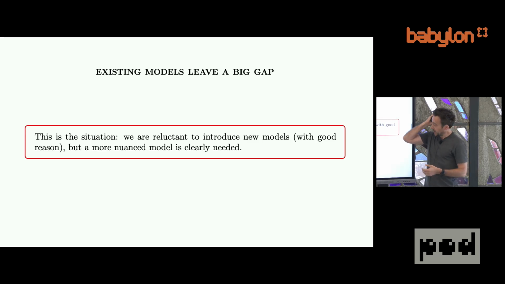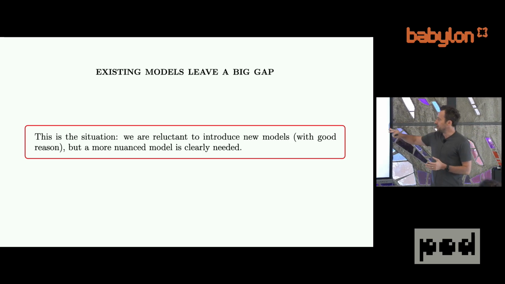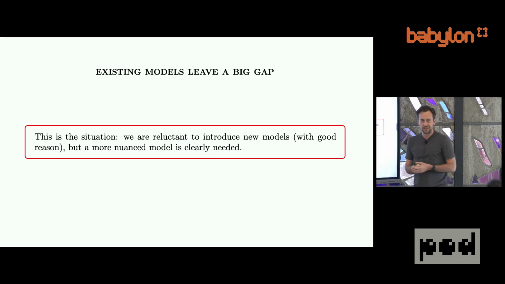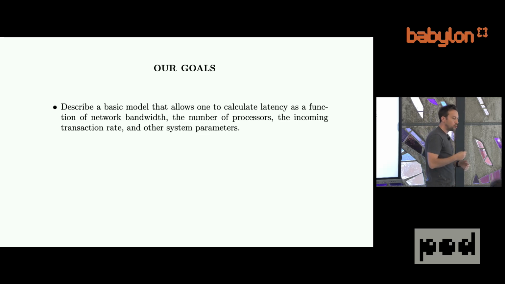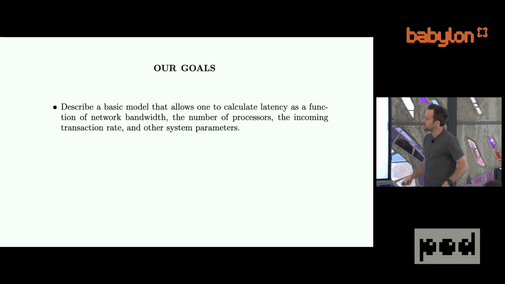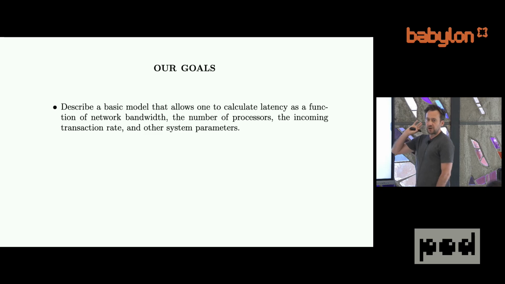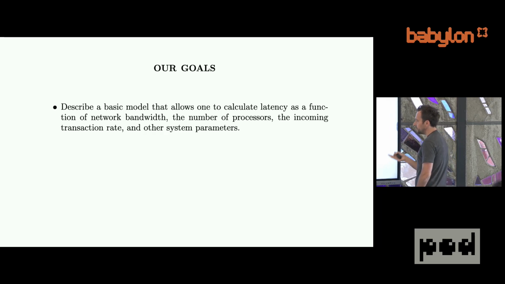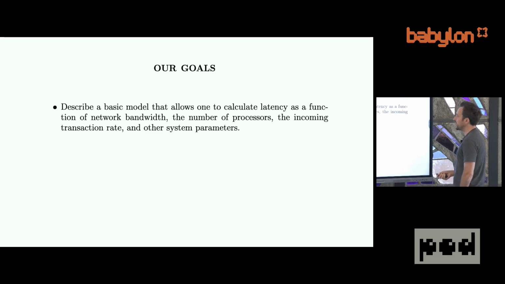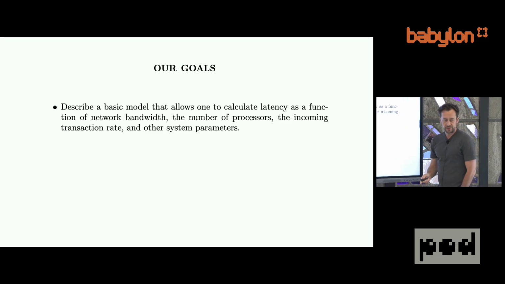Okay, so that's the situation. We're reluctant to introduce new models into distributed computing for good reason, because we don't want lots of models all over the place. But we're in a situation here where clearly some sort of new, slightly more nuanced model is needed. So our goal in the paper, which has the same title as this talk, the pipes model for latency and throughput analysis, is first of all to describe a basic model which allows you to calculate latency as a function of network bandwidth, the number of processors, the incoming transaction rate, and other system parameters. I'll describe it a little bit. It's a very simple model, really nothing much to it.